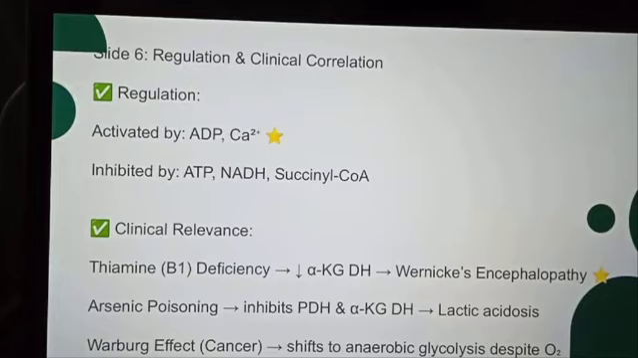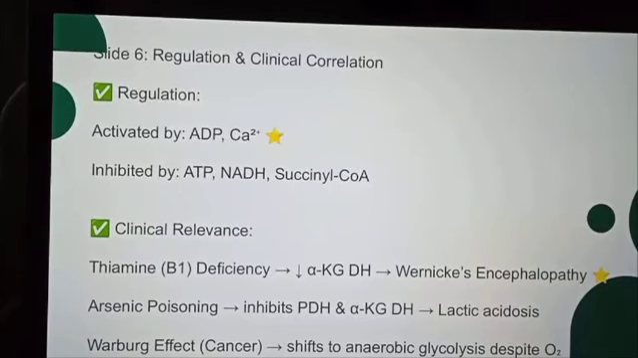Now let's talk about arsenic poisoning. Arsenic inhibits PDH, meaning pyruvate dehydrogenase, and alpha ketoglutarate dehydrogenase. So there is no acetyl CoA and the Krebs cycle is hampered. Then cells switch to glycolysis, which leads to lactic acidosis.